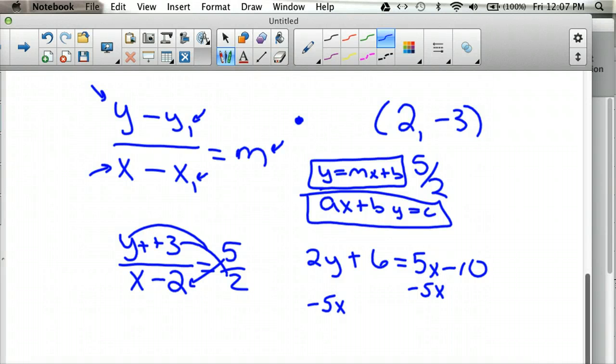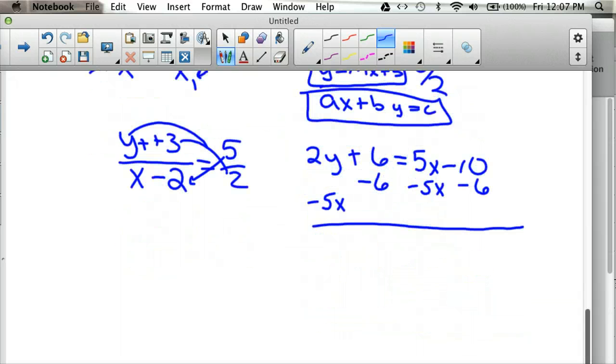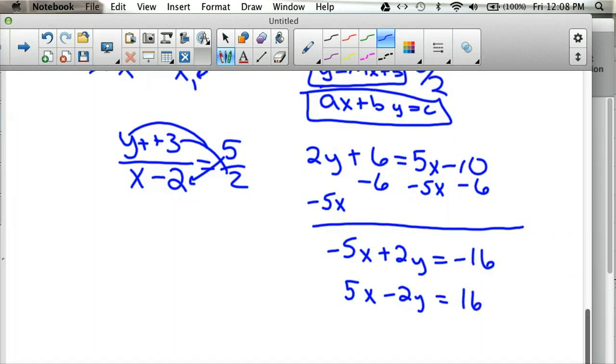So I'm going to subtract it over, and I'm going to move the constants together. So I'm going to move 6 to the right. And so what I would have then is -5x plus 2y equals -16. Or, if you don't like that a value being negative, you just change all your signs, and it could also be 5x minus 2y equals positive 16, either way. Or you could solve it and have it in a different form. It depends on what the question asks.